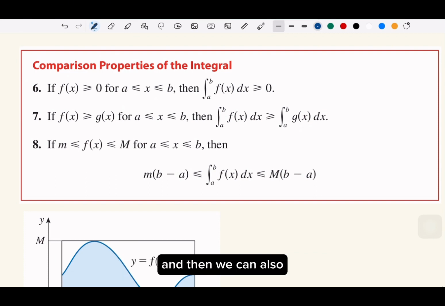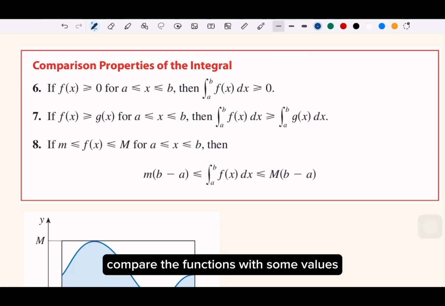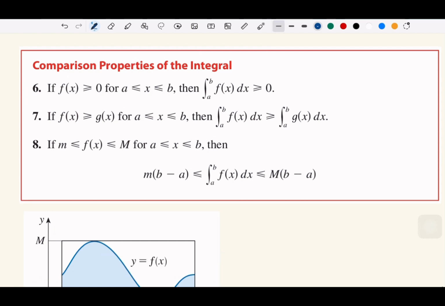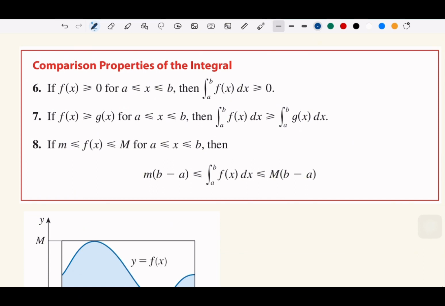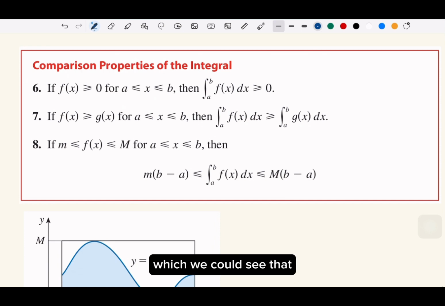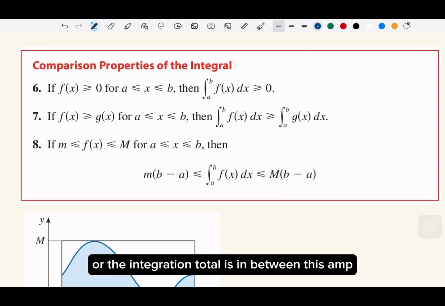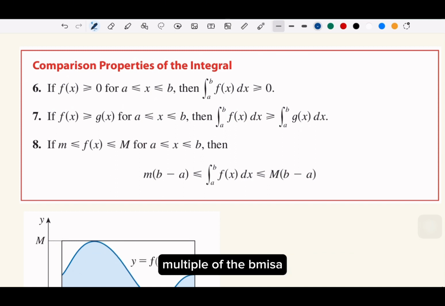And then we can also compare the functions with some values, which we know are between this small m and this capital M. We could see that the integration in total is in between this m multiplied by b minus a, which is the interval, and also in between this capital M times b minus a.